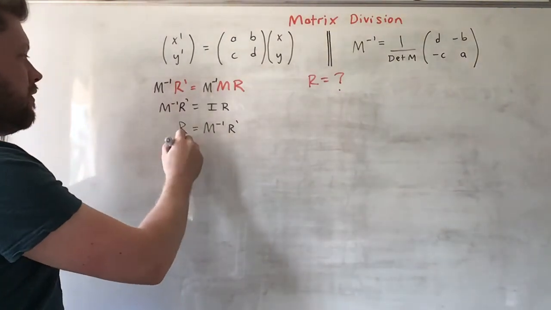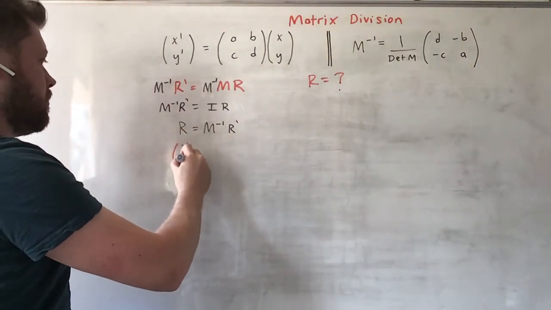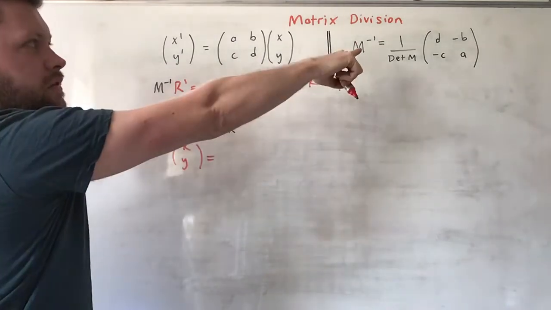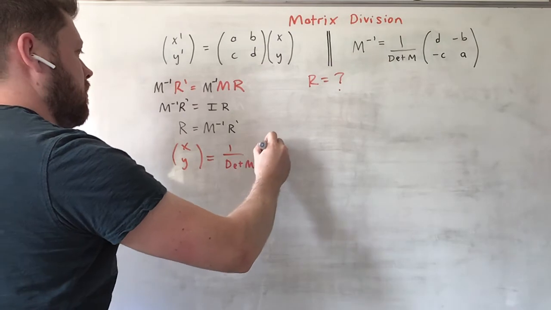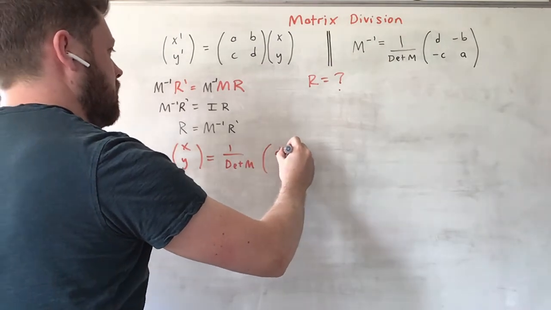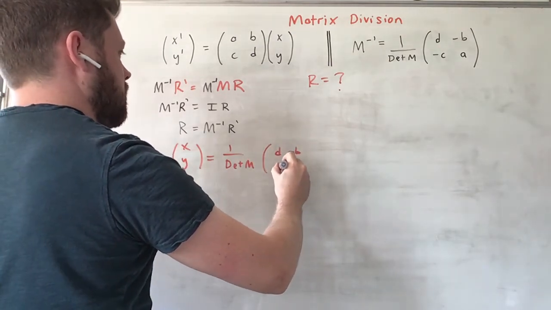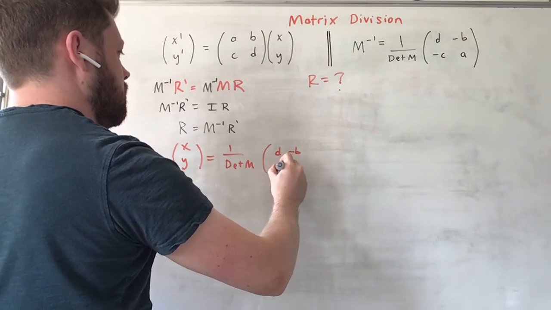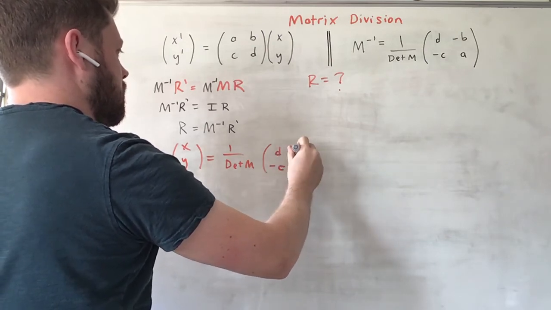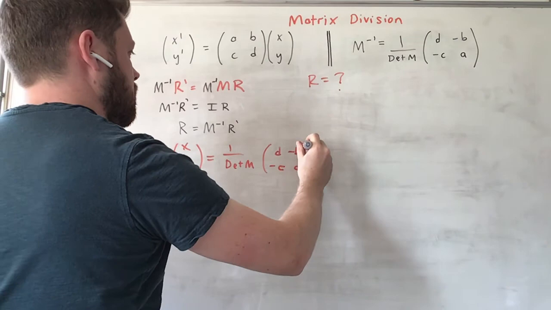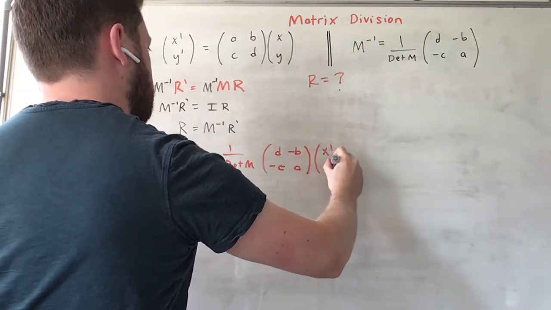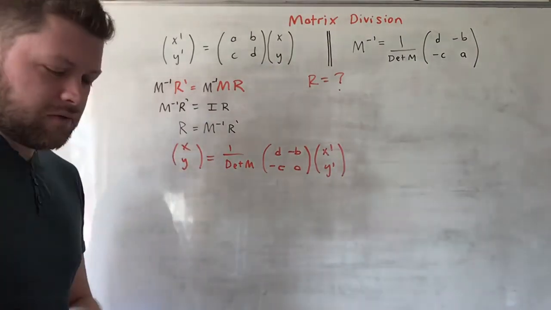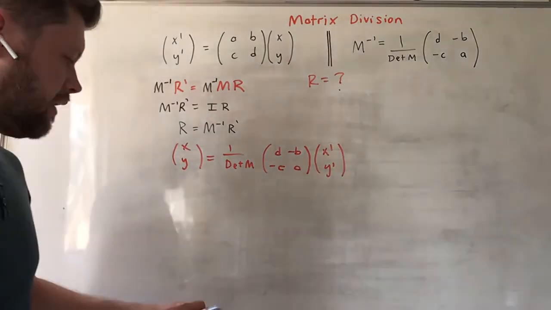So R, remember, is x, y, equals M inverse, which is now this, times x dash y dash. Excellent, so this is the equation we discovered the last time.